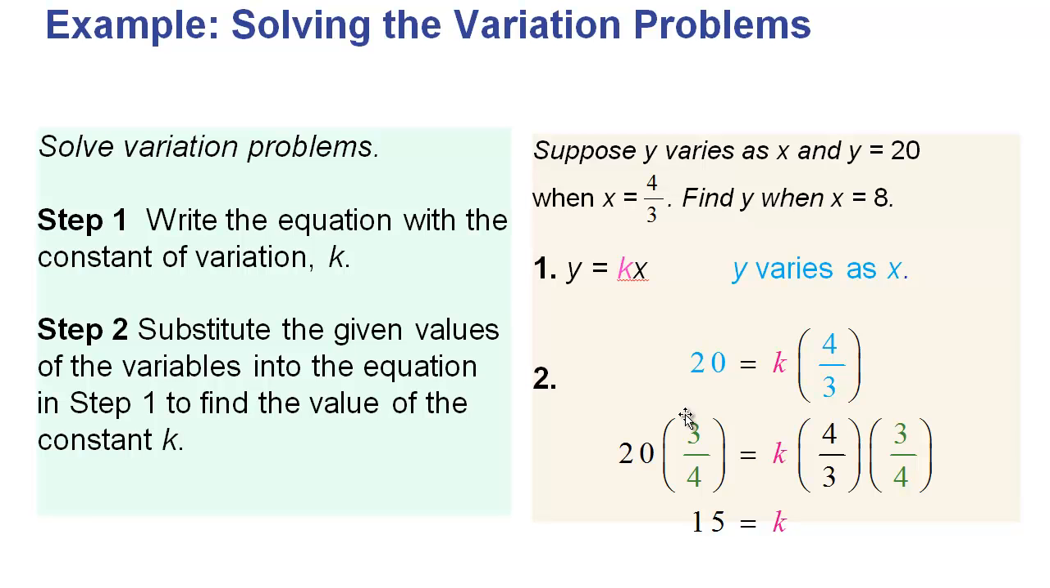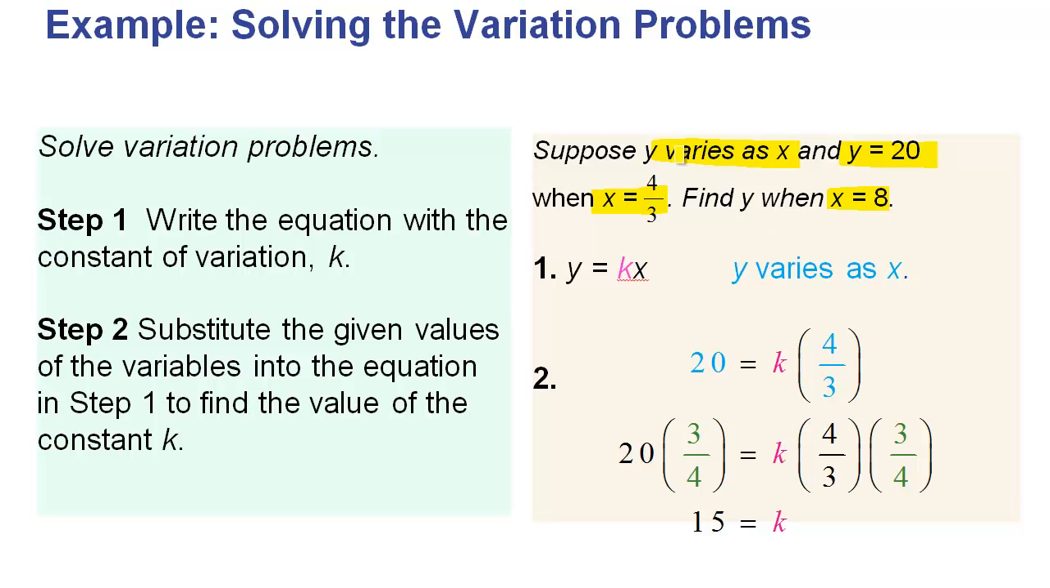Here's another example where we want to find the equation, but we want to rewrite it with k as a constant instead of just some number that we don't know what it is, right? It's just like when we have y equals mx plus b, the equation of a straight line. We always want to know what m is and what b is. So suppose y varies as x, right? That's another way that they'll write it. They'll just say varies as x. Varies as means varies directly. And they tell you y equals 20 when x equals 4/3. And they want you to find y when x equals 8.